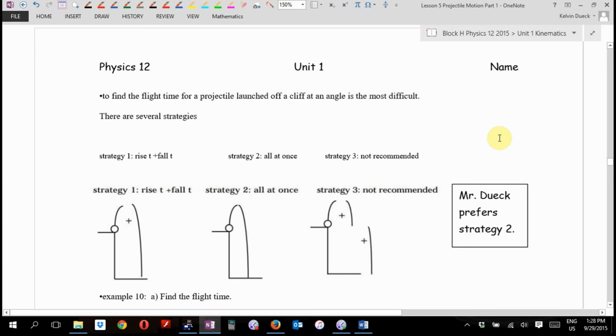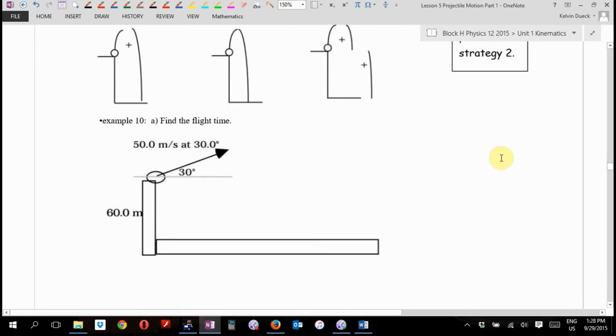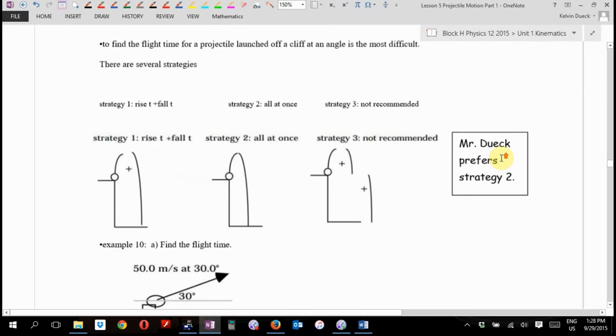Finding the flight time of a projectile launched off of a cliff is the most difficult. I like this question. Example 10 is going to be this one.